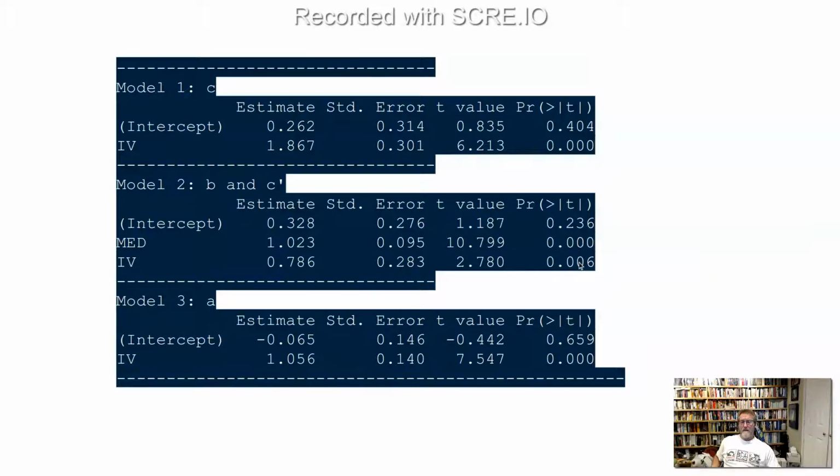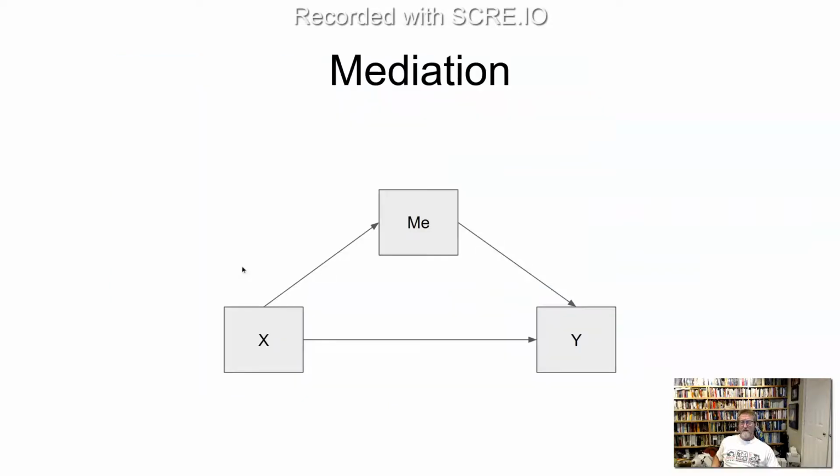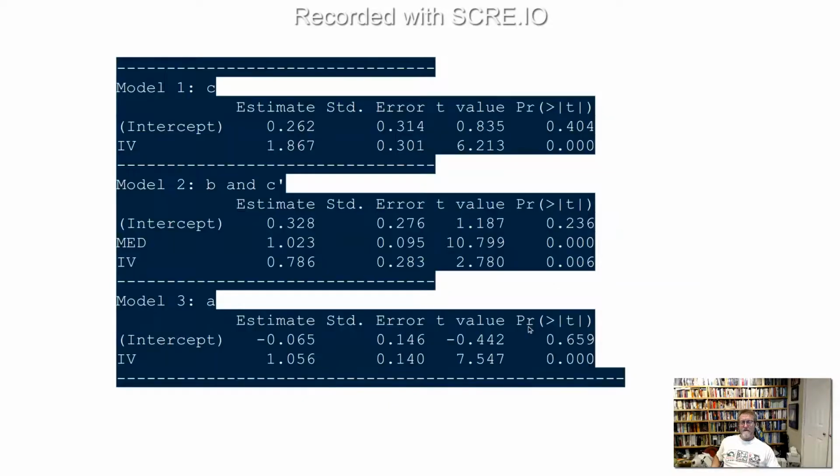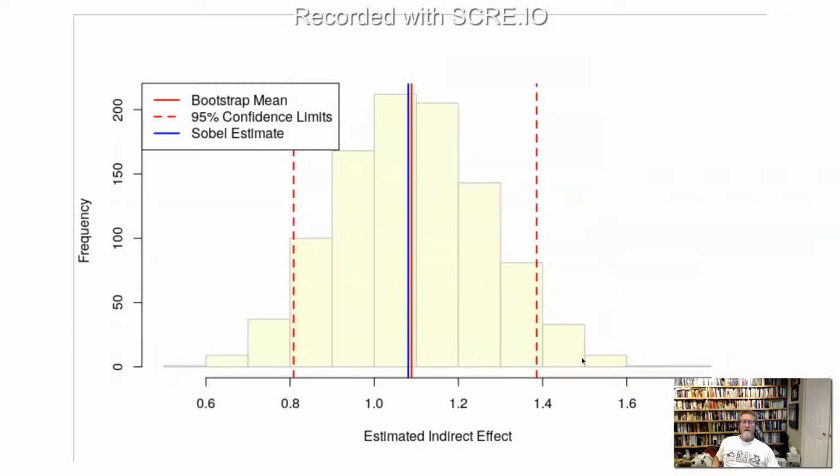So when I include B and C prime in the same model, both of them are significant at the .05 level. And then when I look to see if A is significant, it is. So by Baron and Kenny, I have a checklist where I say, yep, all of those look good. Now here is an estimate of my indirect effect, and I want to make sure that it is different from zero. You can see here I have a Sobel estimate that is not bootstrapped. It's just estimated on the sample, and that Sobel estimate is probably a little shy of 1.1.